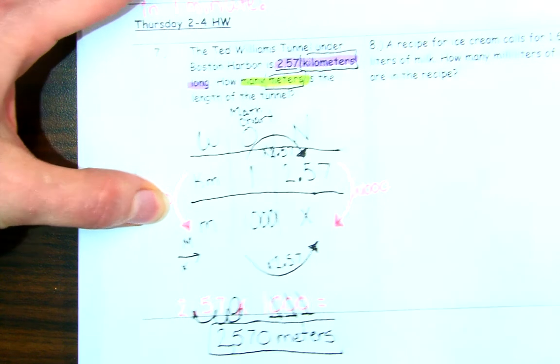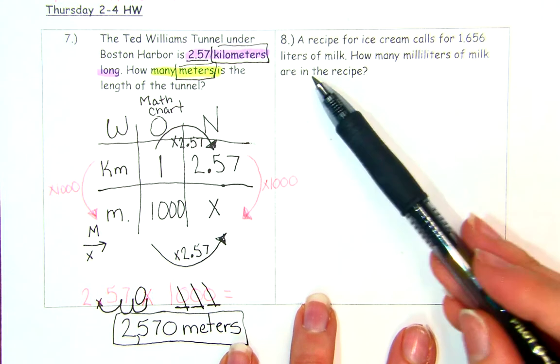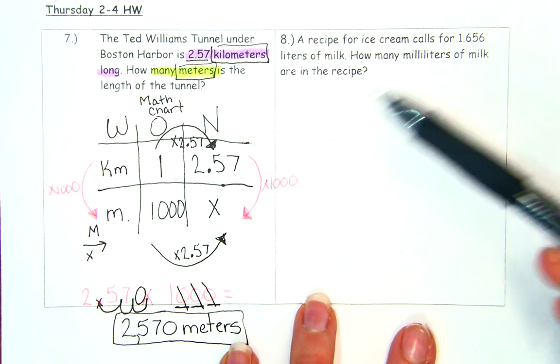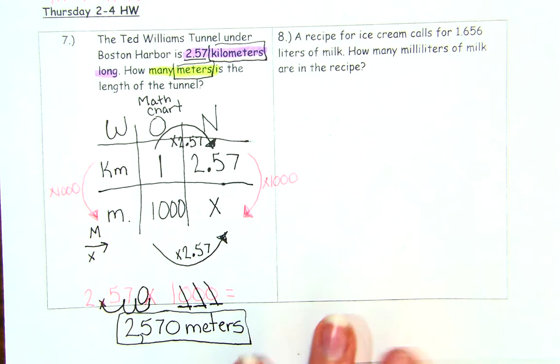Number 8 is also on the metric side of your math chart. Be careful with your labels. Check to see if you're multiplying or dividing. And don't forget to move your decimals correctly. We'll check number 8 in class tomorrow.